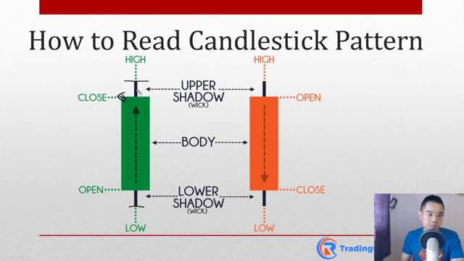This one over here, this black line is what we call the upper shadow or upper wick. This is what we call the lower shadow or lower wick. And the green colored portion is what we call the body of the candle. So when you see a red candle, the open is the opposite.